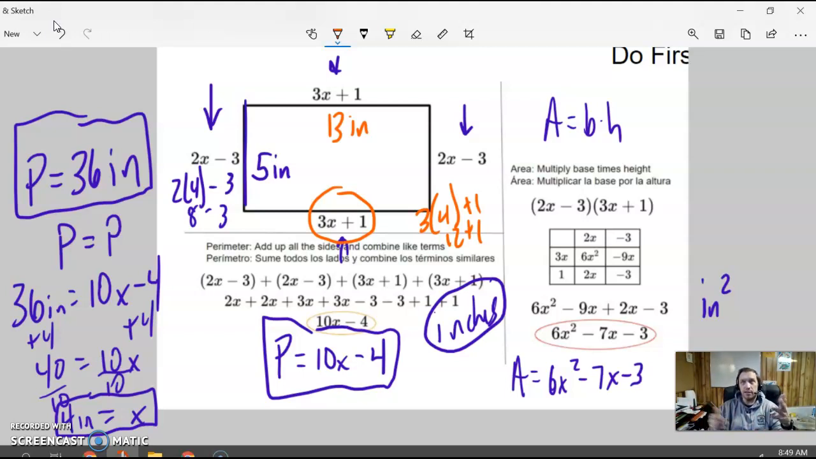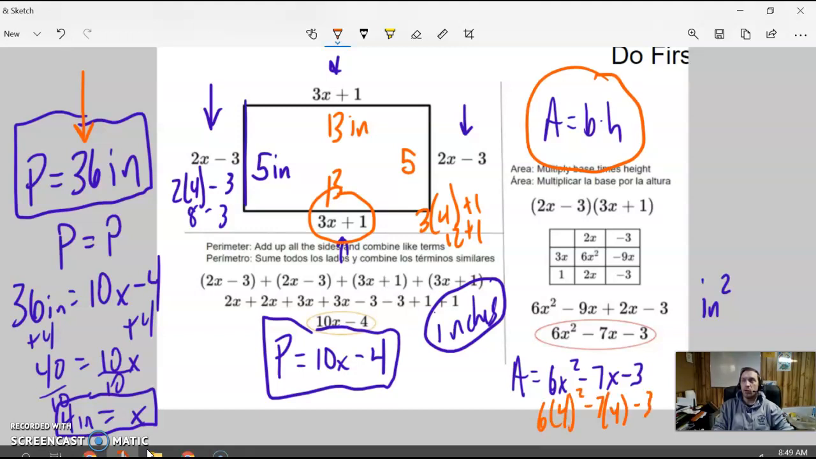We can use that to find our perimeter, right? Guarantee it is 36. 13 plus 13 is 26, plus 5 is 36. But then we can use it to find our area. We can either plug 4 into this problem down here, or just use our base and height, 13 times 5, and remember that's inches times inches, and so we get 65 inches squared as our area.